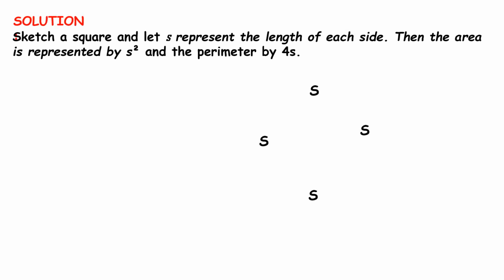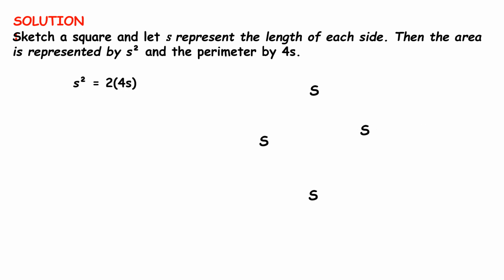So if I'm going to give you the solutions of our problem, you need to sketch the square and let S represent the length of each side. So S, S, for equal sides, since we have a square, then the area is represented by S squared. That is the formula in getting the area of a square. And of course, we have 4S. This is the formula in getting the perimeter of a square.